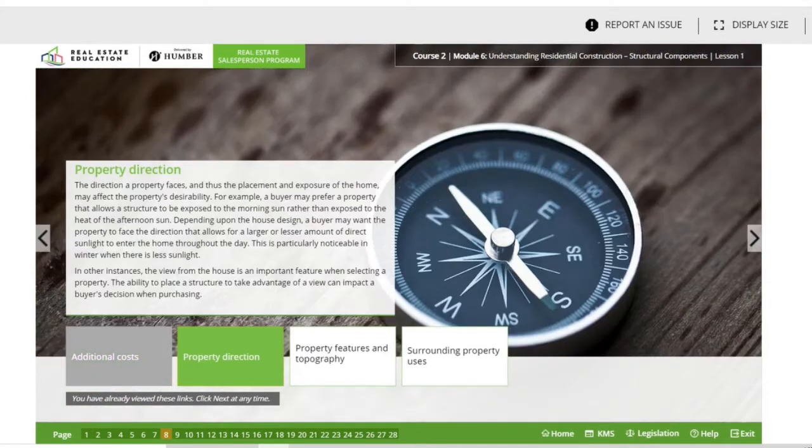Property direction. The direction a property faces, and thus the placement and exposure of the home, may affect the property's desirability. For example, a buyer may prefer a property that allows the structure to be exposed to morning sun rather than the heat of the afternoon sun. Depending on the design, a buyer may want the property to face the direction that allows for a longer or lesser amount of direct sunlight.